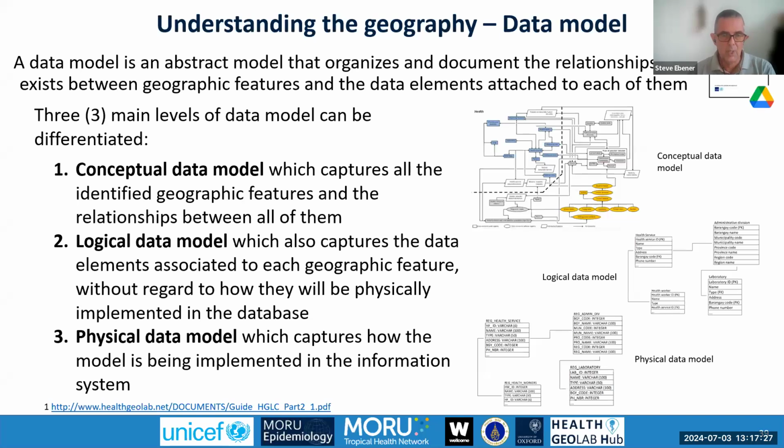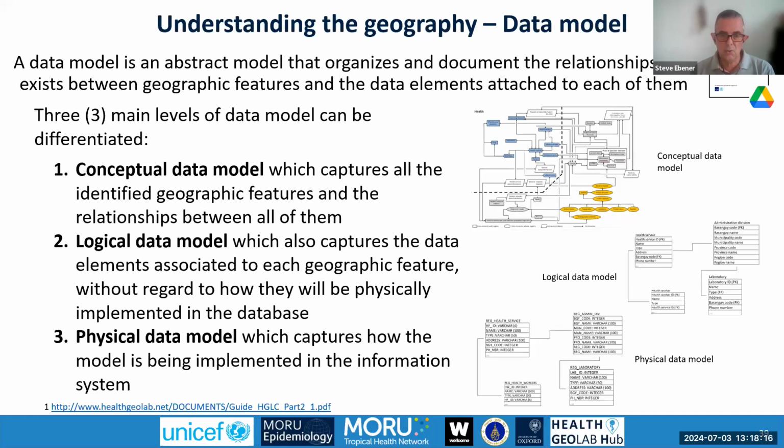So this is the next step, where you have three levels of data models that can be differentiated. The first one builds directly on the previous two slides, right? Which is your geographic features, how they relate to each other. So you basically combine all these hierarchies together, all these relationships that exist, to develop what we call a conceptual data model. What's interesting to mention here is that by doing this combination, you can often identify some relationships that were not identified earlier by just drawing hierarchies, right? So this is the first step of your data model.